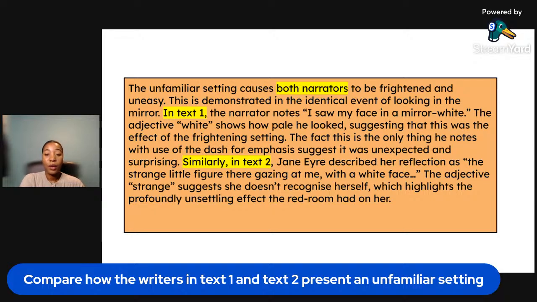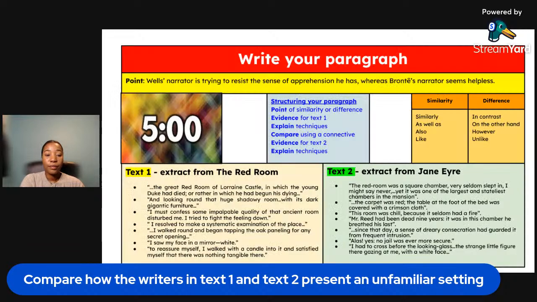Okay, so we're moving on to the next paragraph. For this paragraph, the point that we're going to write about is that Wells's narrator is trying to resist the sense of apprehension he has, whereas Bronte's narrator seems helpless. So we've gone back to looking at a difference. Notice how the previous point kind of leads into this one, because they are both frightened. However, the way that they deal with that fear is different.